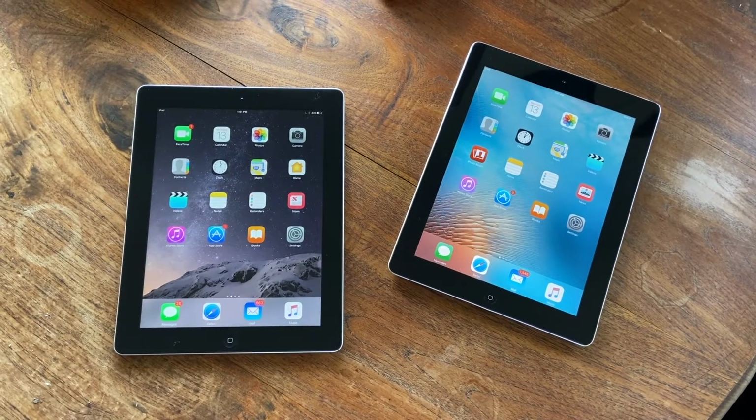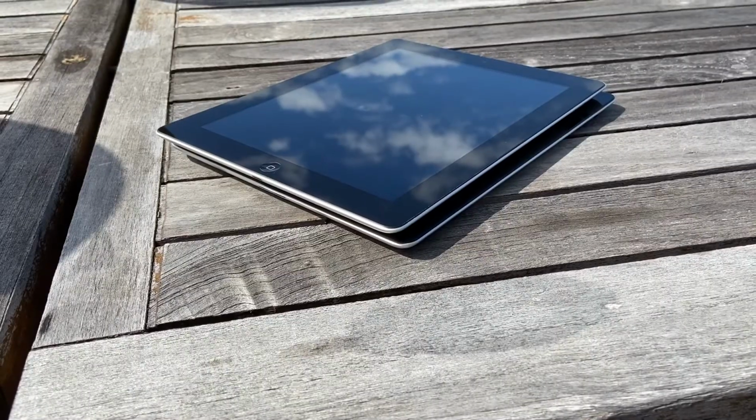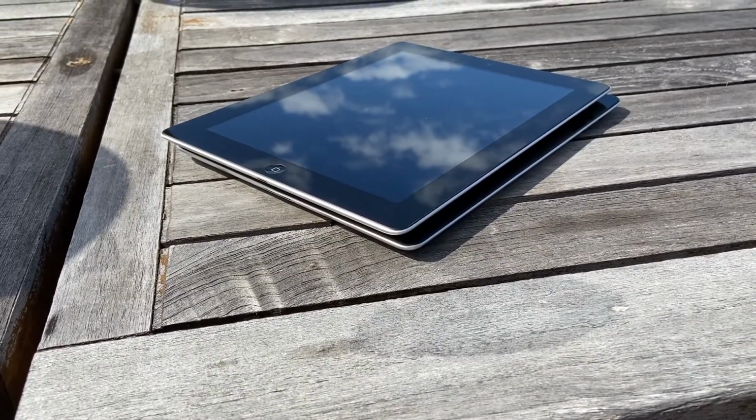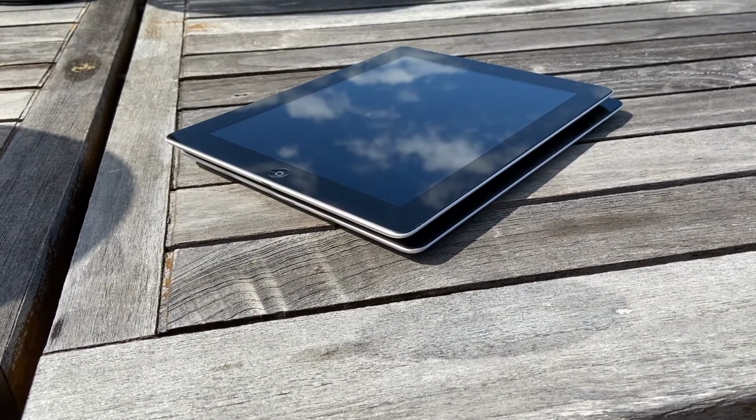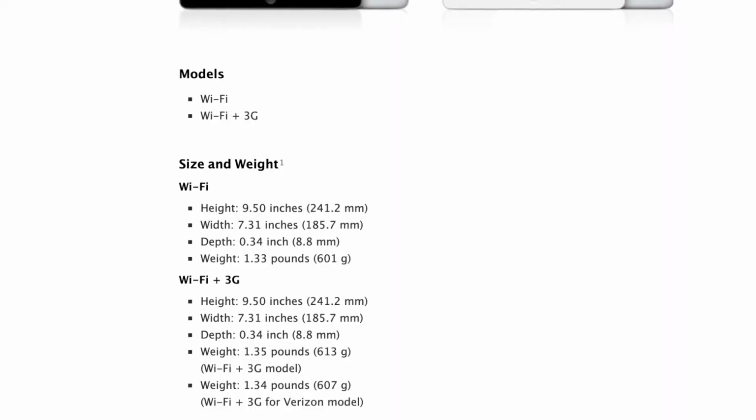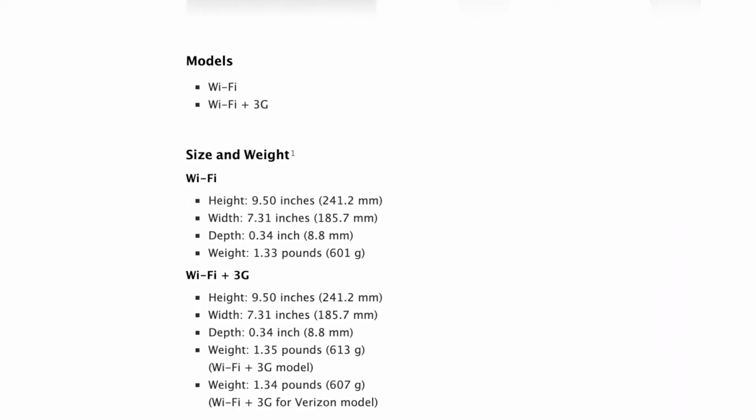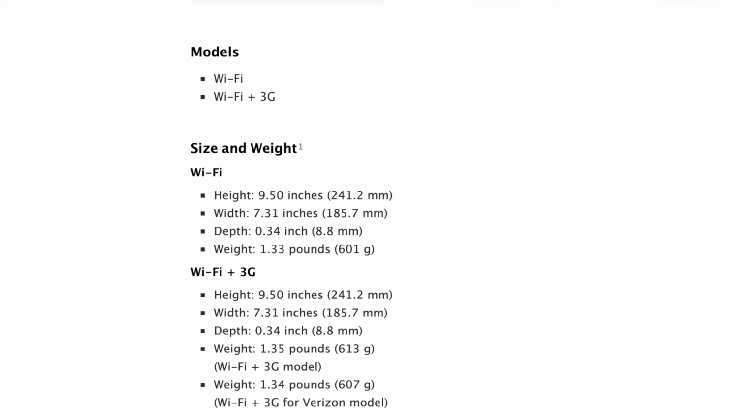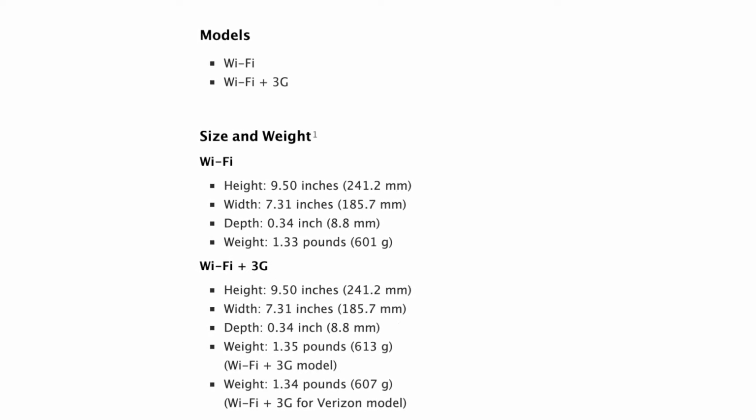Both iPads sport the same classic Steve Jobs era looks with the silver aluminium curved body. They're basically identical, apart from a few minute details in the dimensions and a different charging port, and you could easily fool a non-tech-savvy person into thinking one was the other. For the iPad 2, you had a height of 241.2mm, a width of 185.7mm, a depth of 8.8mm, and a weight of 601 grams for Wi-Fi or 613 grams for the cellular variant.